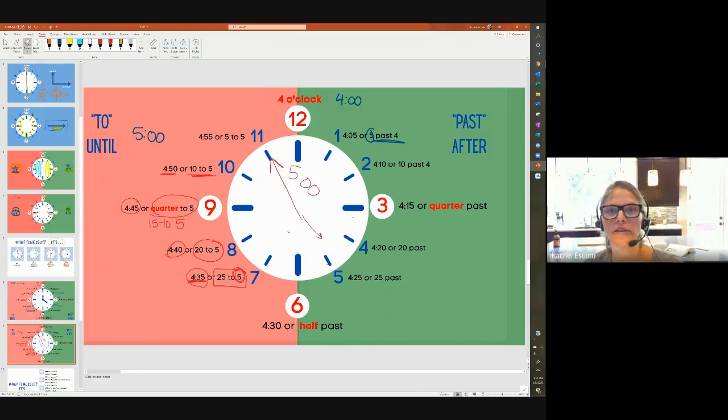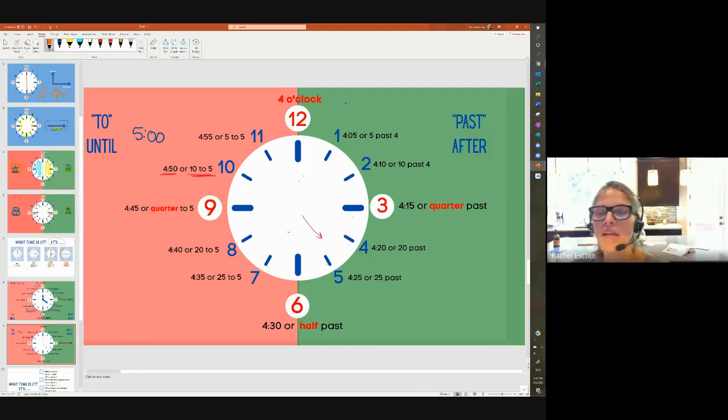Okay, so let's do that again real super quick. All right, we start out on this side and we say 4:05 or 5 past, 4:10 or 10 past, 4:15 or quarter past, 4:20 or 20 past, 4:25 or 25 past. And you can say here, this is same, same, same, same, same. This is 4:30 or half past.